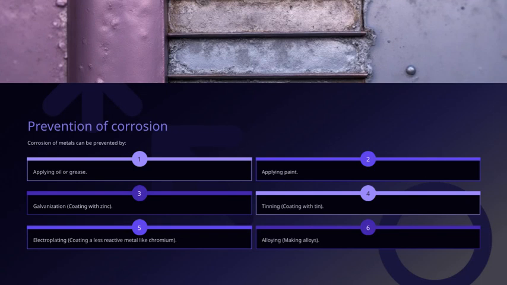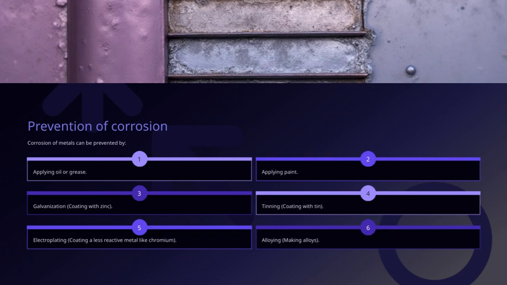Now, let's look at some of the common methods used to prevent corrosion of metals. One effective way is alloying, which involves making alloys. By combining metals, we can enhance their resistance to corrosion. For example, steel is an alloy that's much more durable. Next, we have tinning, which is coating a metal with a layer of tin. This is often done to protect metals like iron from rusting, especially in food packaging and electronics.